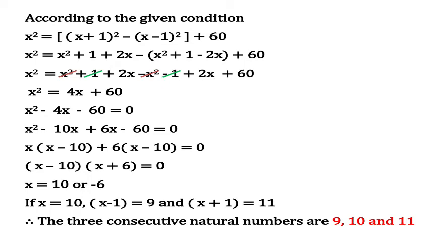According to the given condition, the same condition is written in the form of an equation. Simplify it by applying an identity, form a quadratic equation, then the value of x will be equal to 10 or minus 6. As given, they are natural numbers, so neglect the negative, consider only the positive, then the three consecutive natural numbers are 9, 10 and 11.